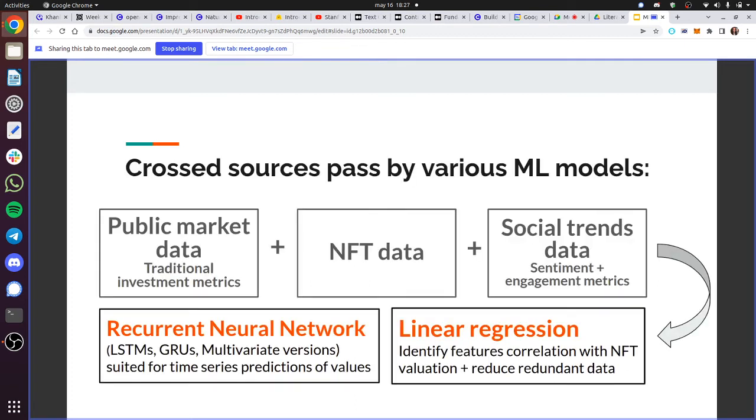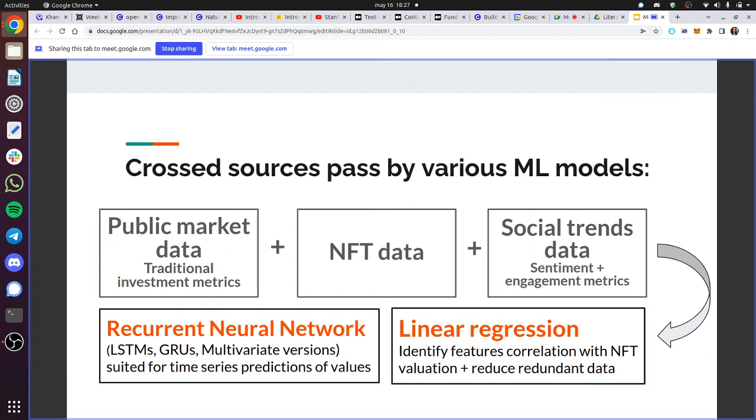So they have been crossing different sources and they passed it by various machine learning models. The first source used is the public market data, which has traditional investment metrics. Then they are concatenating it with NFT data, so the metadata properly of the NFT. And they are also using social trends data, the qualitative data such as sentiment and engagement metrics, which are converted into quantitative variables.